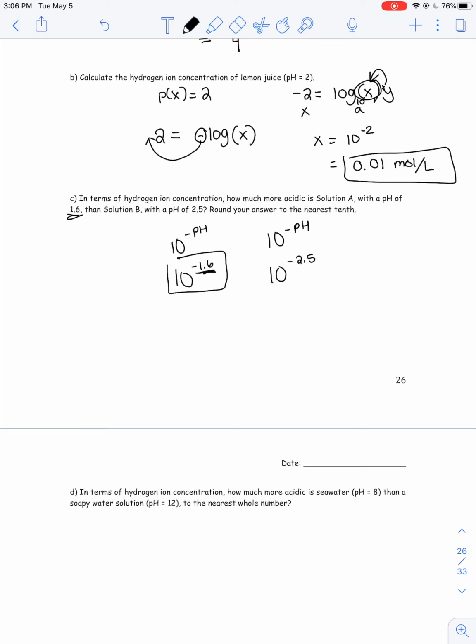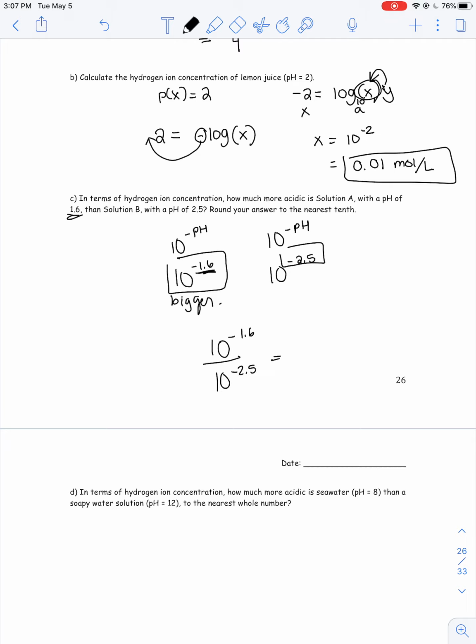Now we need to figure out which one's bigger. This one is bigger. The less negative a number is, the bigger it actually is. So even though it looks like it's smaller, -1.6 is larger than -2.5. So this one is bigger. Always put the bigger one at the top.